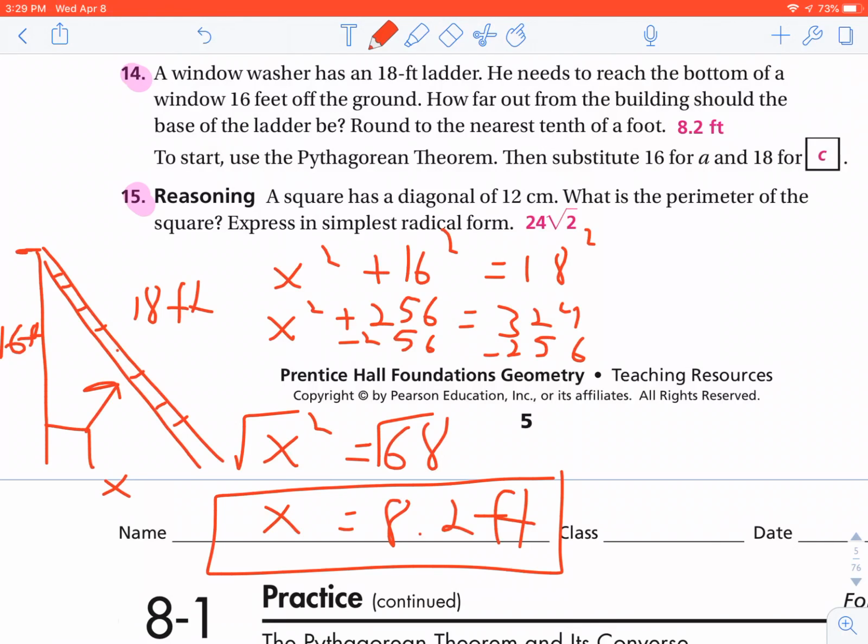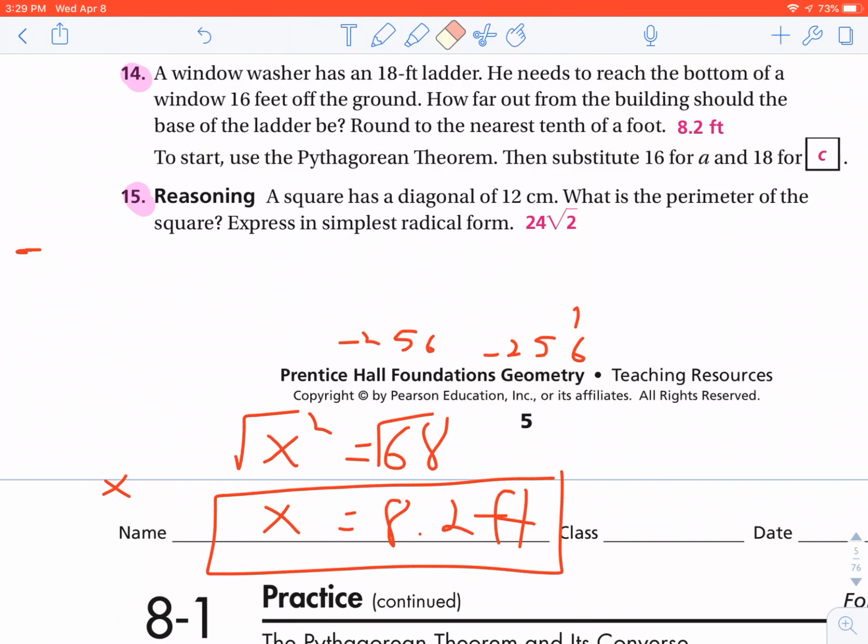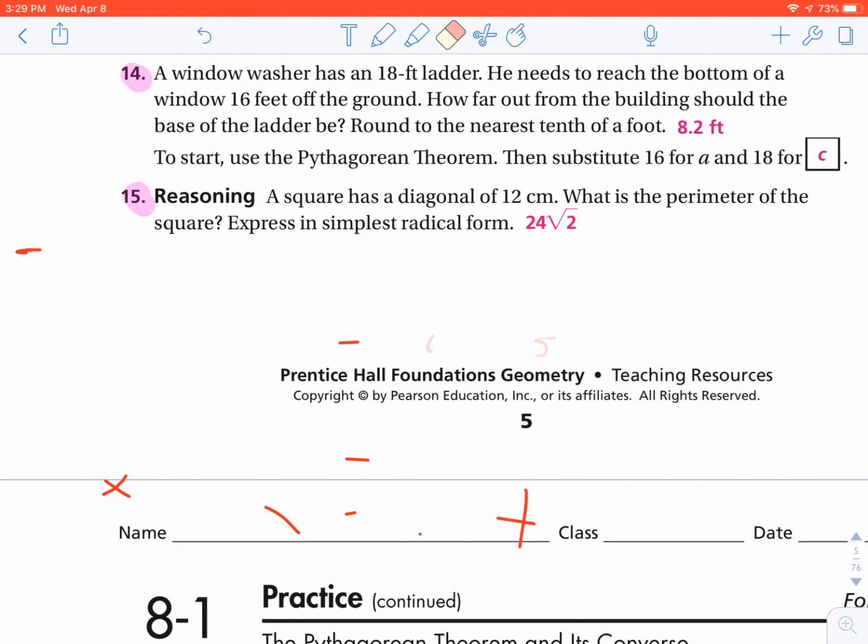Any questions, obviously, email me, and I'll try to explain over email or office hours or whatever it is. And then number 15, these questions kind of pop up a lot between the two worksheets that you guys have. They're not too complicated, I think, once you see the way to set them up. So a square has a diagonal of 12 centimeters. What is the perimeter of the square? And then obviously I want the answer in simplest radical form.